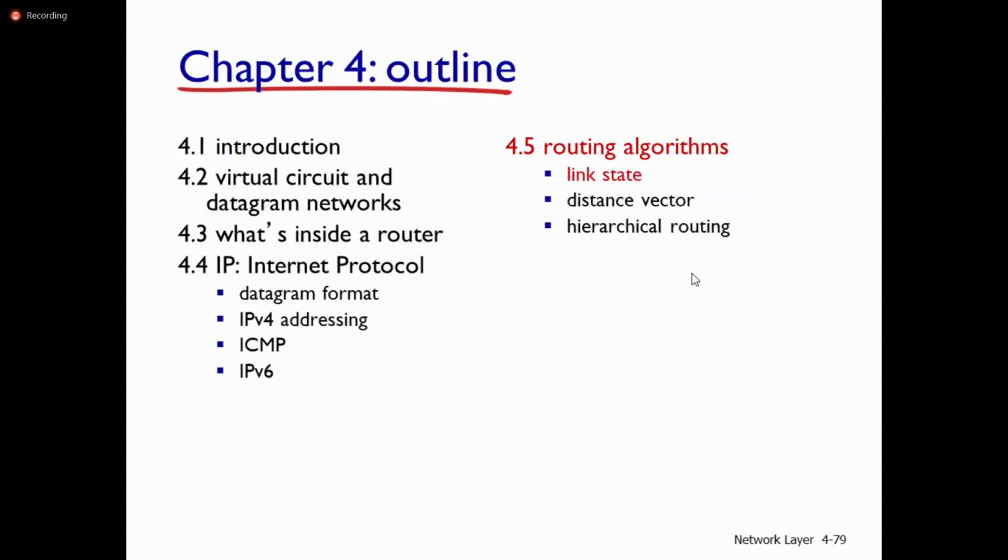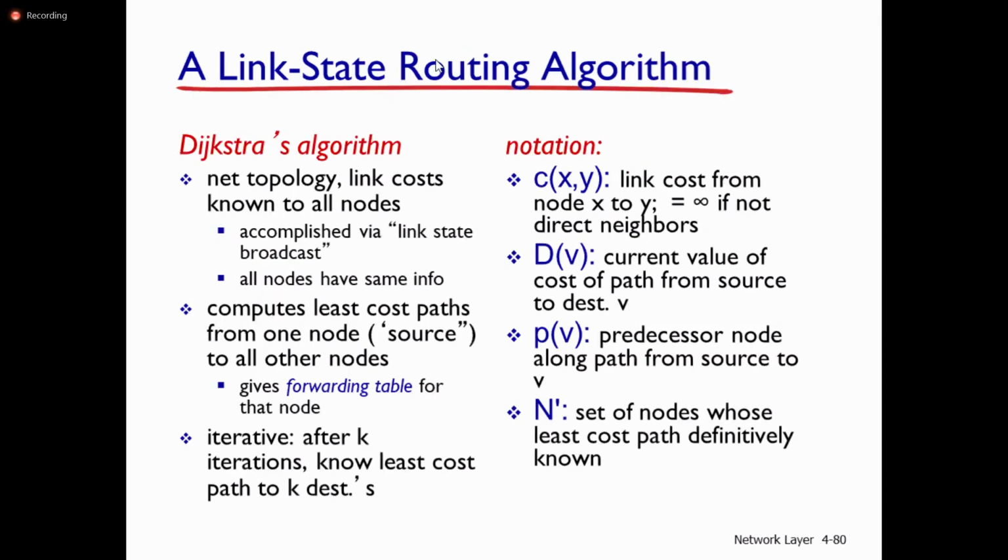The first one is the link state routing algorithm. One example of a link state routing algorithm is Dijkstra's algorithm. As I told you, it is a global algorithm. The net topology as well as the link costs are known to all the nodes in the network.